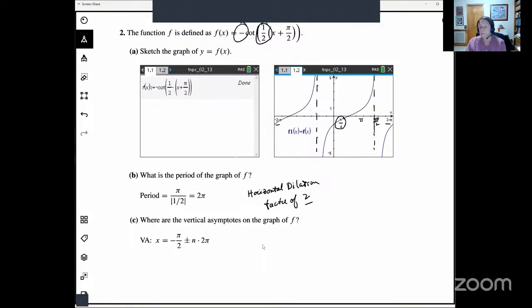Nice question, Vicky. I like that. And the last thing I asked about here is the vertical asymptotes on the graph of F, so I had to think a little bit about this. I had to look at the graph here. I've drawn in a couple. I think here's the way that I can write that in general: minus pi over 2 plus or minus n, where n is an integer, times 2 pi, and I think I've got all of them. Good. Tom, I'm going to turn it over to you for a little technology. Okay, sure. Thanks, Steve.